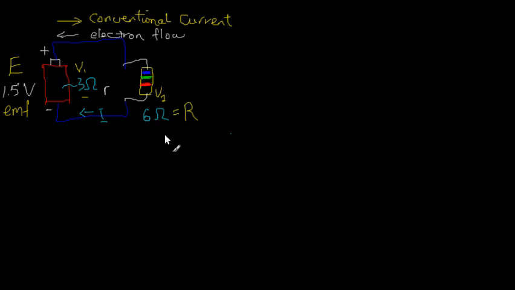Suppose I have this circuit with a battery and an external resistance of maybe 6 ohms, and the battery itself has some internal resistance of about 3 ohms. And if I want to calculate the current, we can make use of what we understand about voltage, EMF, and resistance and Ohm's law to do that.